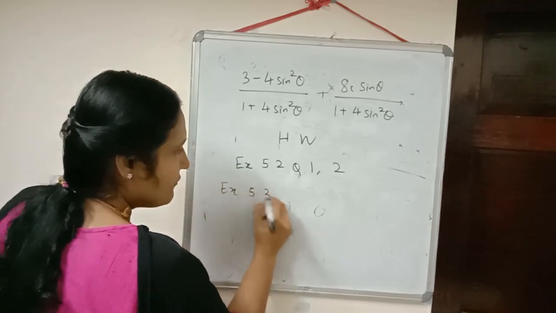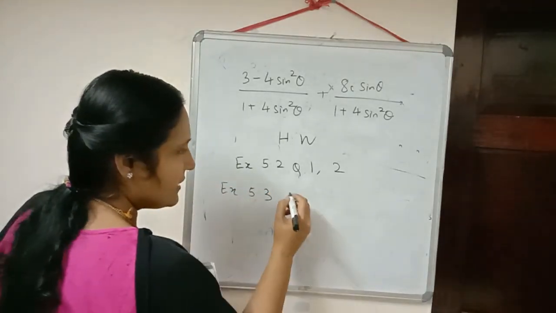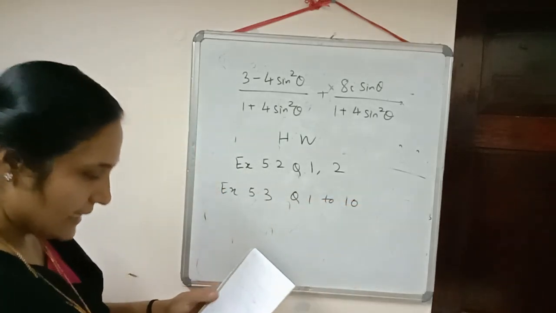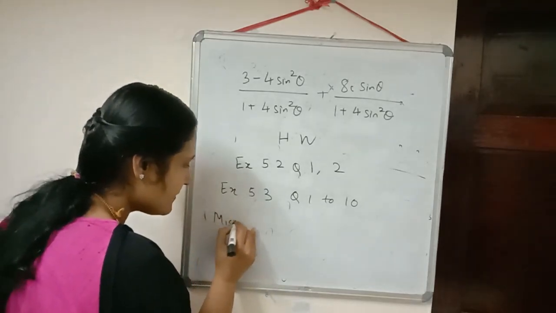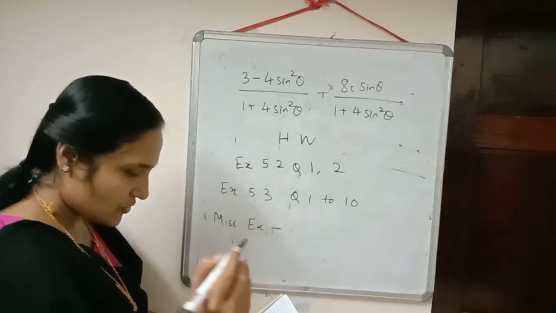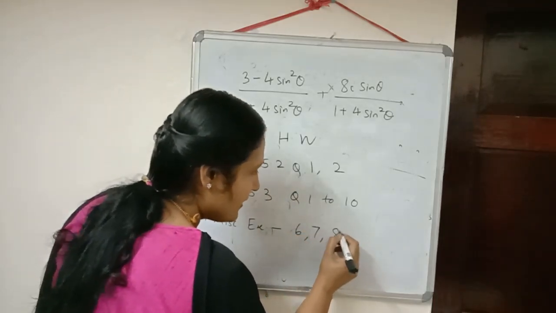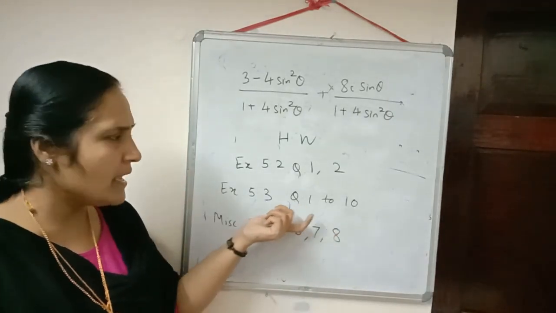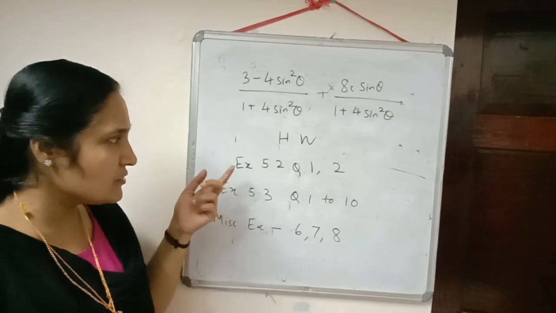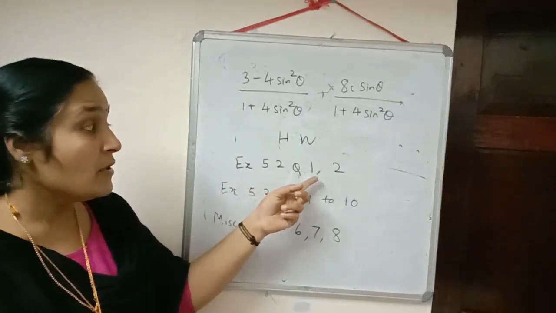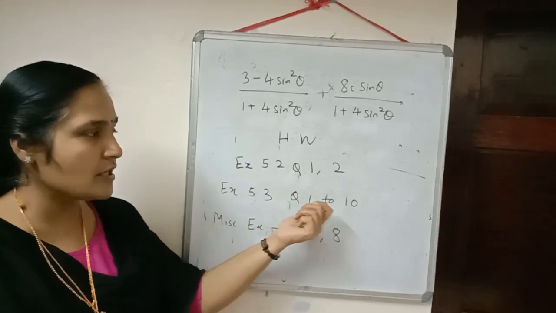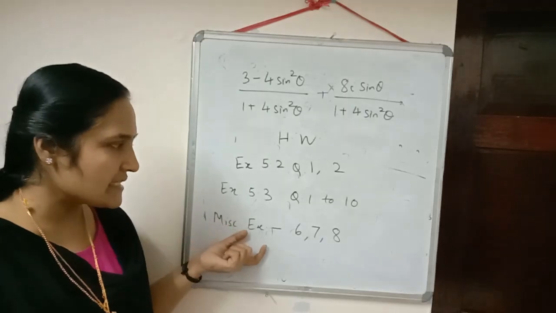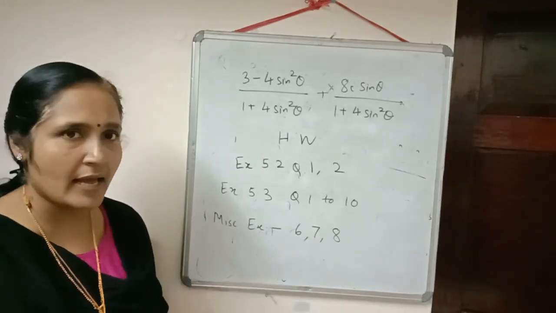Then exercise 5.3. Exercise 5.3 is solution of quadratic equation, from question number 1 to question number 10. And then miscellaneous exercise, question number 6, 7, 8. Some more questions are there, but the questions are very simple. You will be able to do it easily. So to do the homework: exercise 5.2, question number 1 and 2; 5.3, question number 1 to 8, solution of quadratic equation, simple questions; then from the miscellaneous exercise, question number 6, 7 and 8.